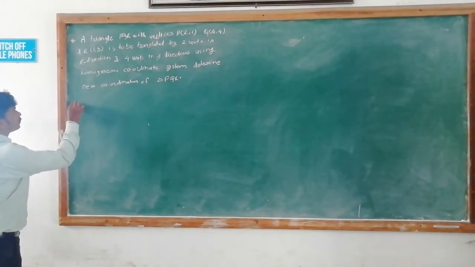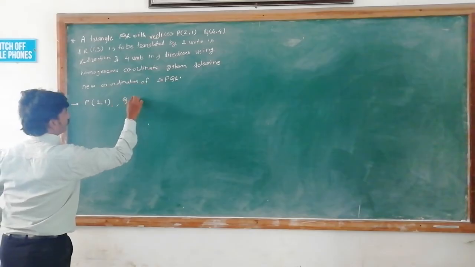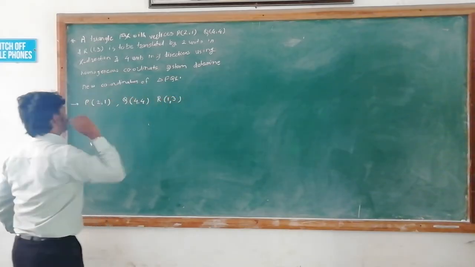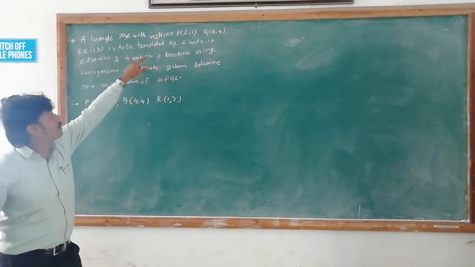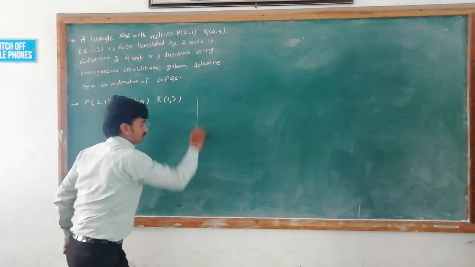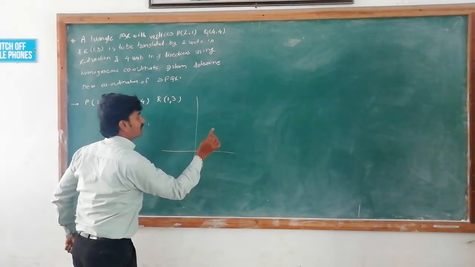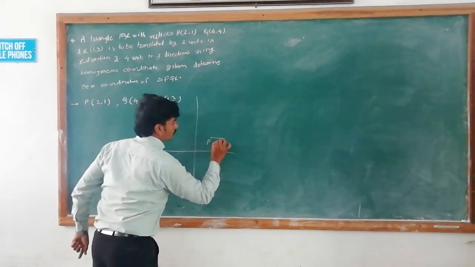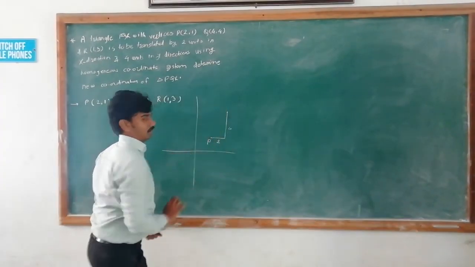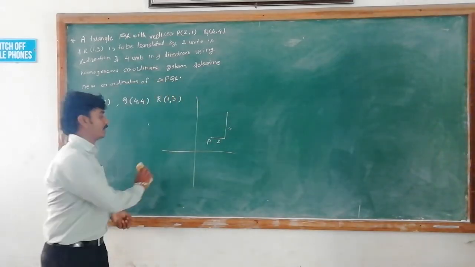So first of all, we write here the coordinates of the point P is (2,1), coordinates of the point Q is (4,4), and coordinates of the point R is (1,3). These points are translated by 2 units in the x direction and 4 units in the y direction. If this is the coordinate system and suppose point P is here, then we translate this point P 2 units in x direction and 4 units in y direction. This point will translate to this position. Similarly, we have to find the coordinates of all the points PQR.